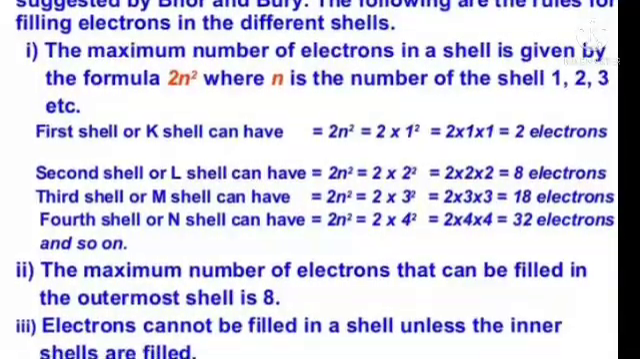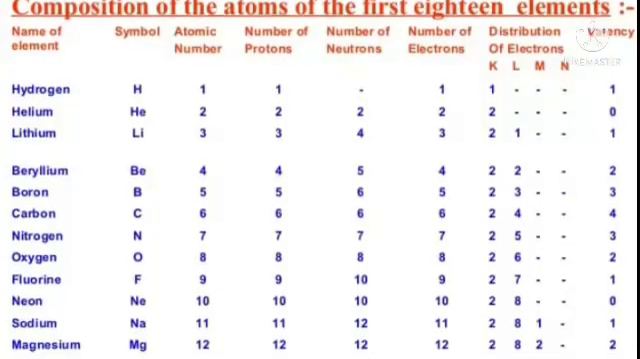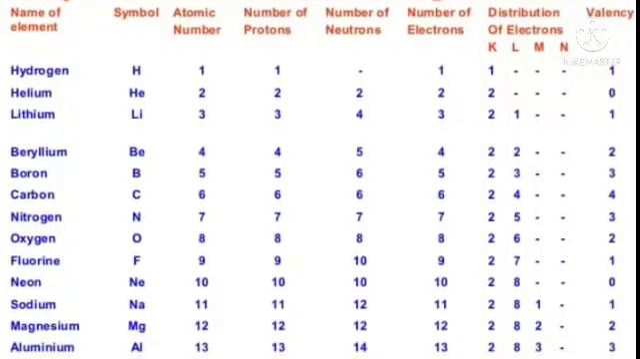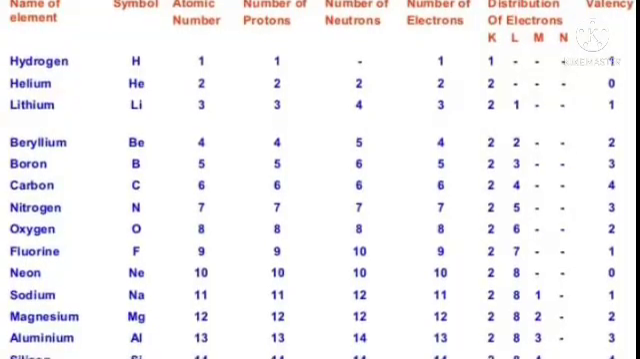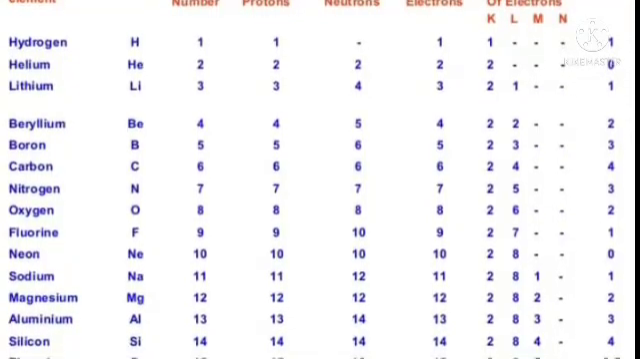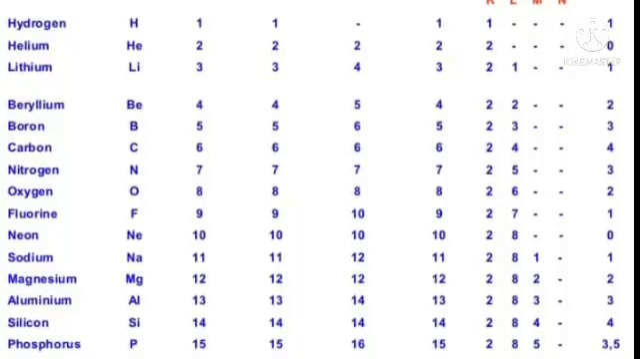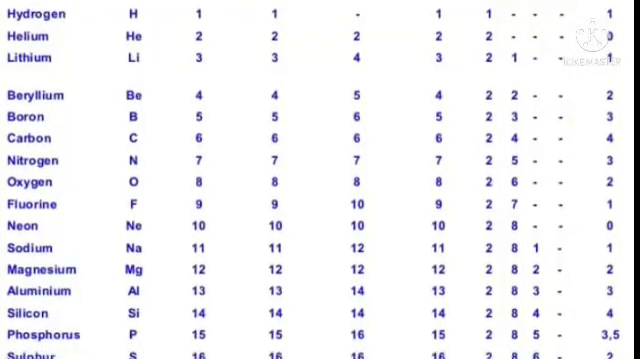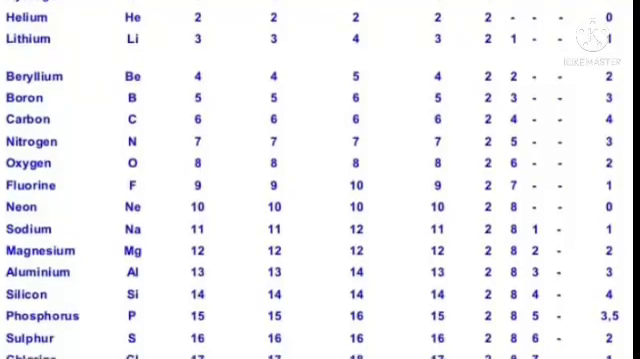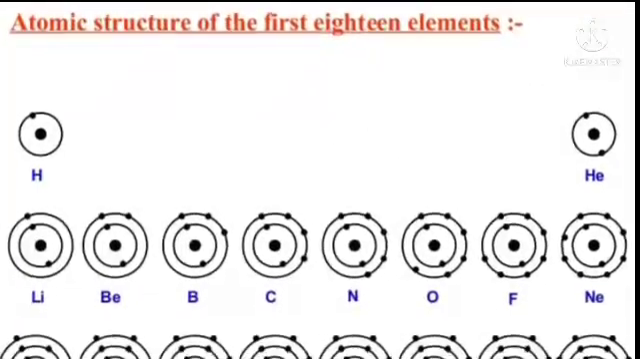Electrons cannot be filled in a shell unless the inner shells are filled. Here is the list of the composition of the atoms of the first 18 elements. Atomic structure of the first 18 elements.